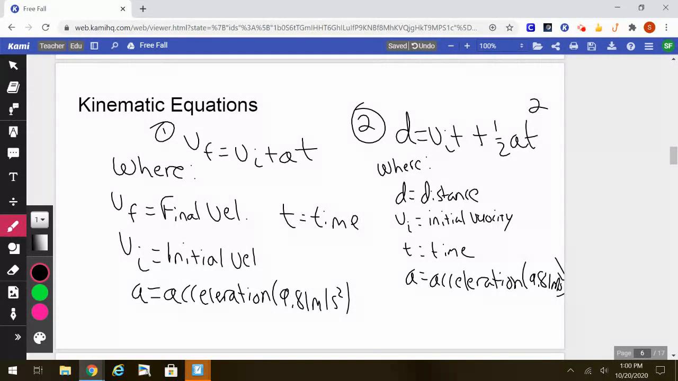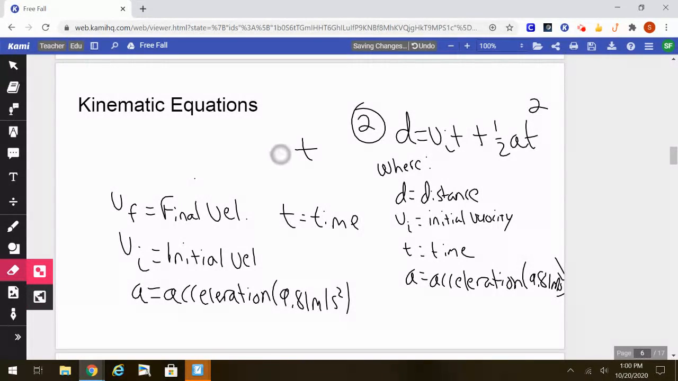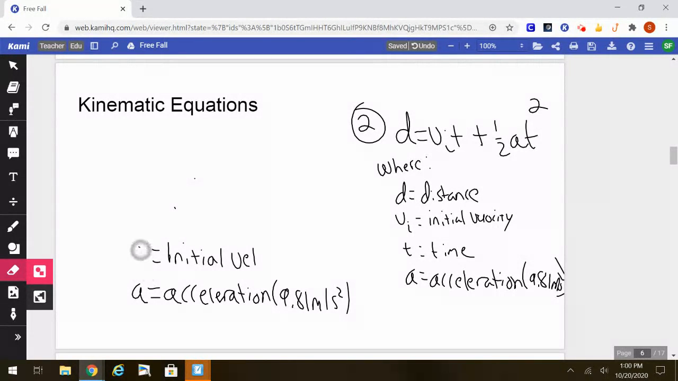Now, there's one more equation. So let me just use my eraser, and we're going to erase all this to give some space so we can write our last equation. I hope you guys all took the time to write down these equations. We will be using these often. Okay, the eraser's a little slow, but that's all right. We'll get it to work.